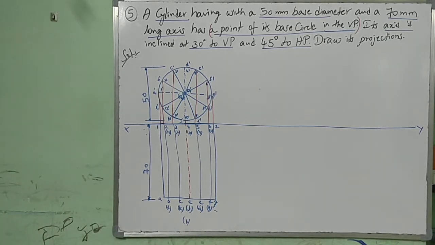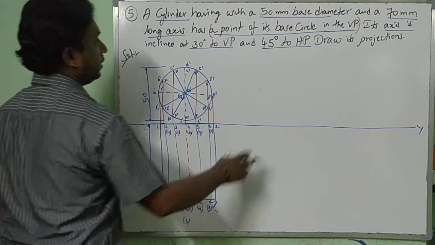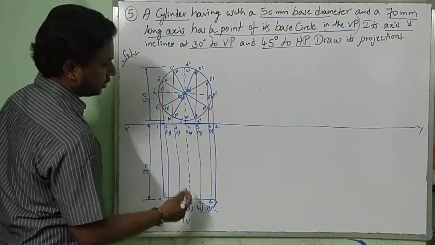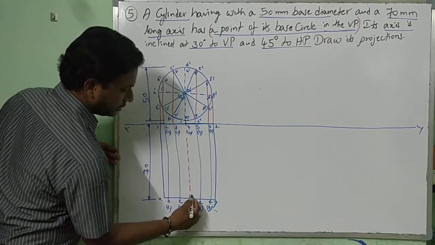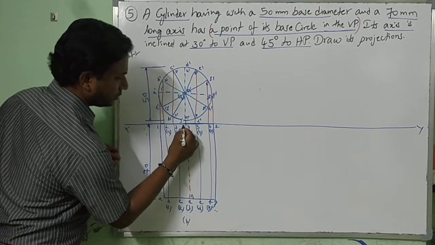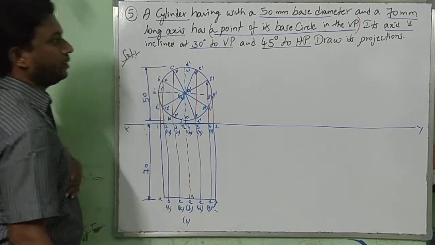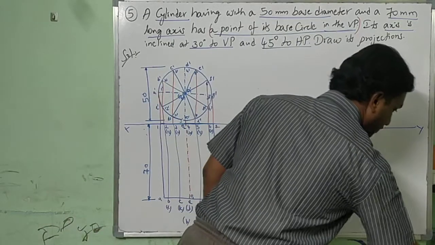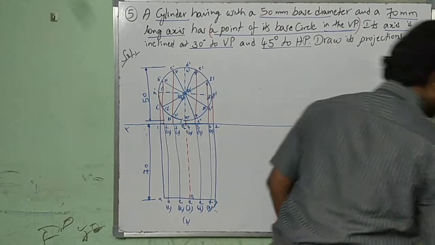Please observe it, right? Why have we drawn the top view on the XY line? Because in the question a point of its base circle is given in the VP. Now coming to this, its axis is inclined at 30 degrees to the VP. Here is the axis. What are the points here? Inside, I am writing O1, O2. That O1, O2 should be inclined at an angle of 30 degrees, right?